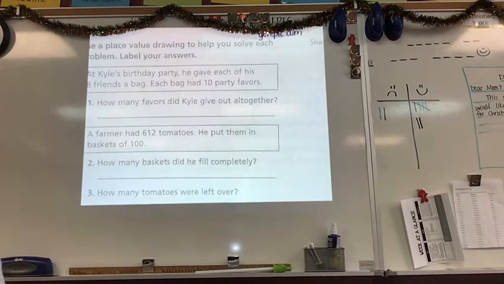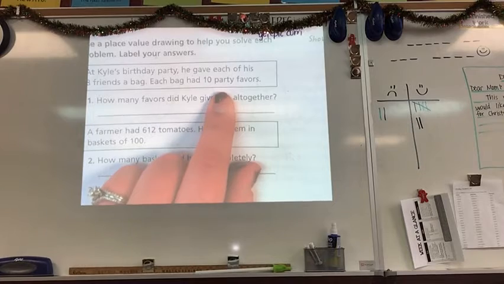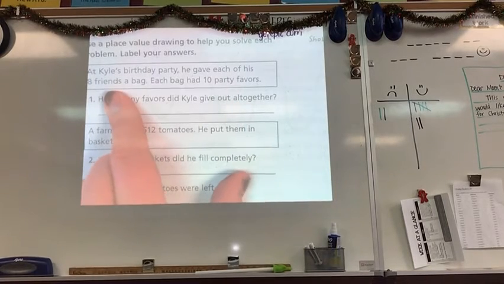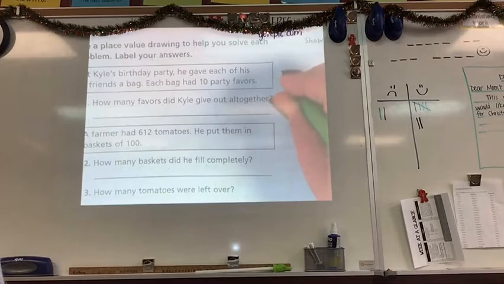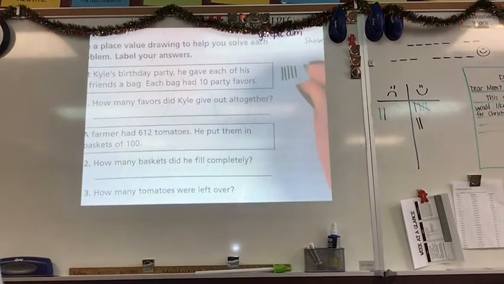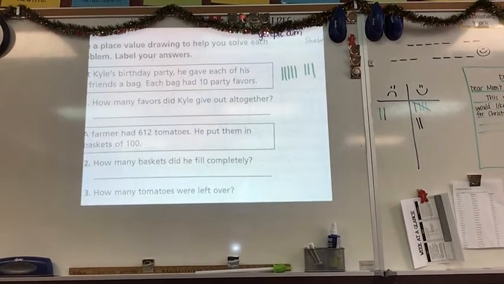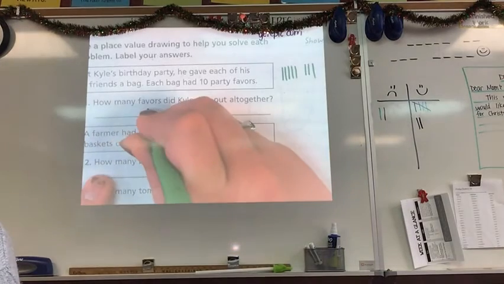A 10. A 10 stick. So each bag is worth a 10 stick. How many bags did he pass out, Keegan? So let's go ahead and represent that. 1, 2, 3, 4, 5, 6, 7, 8. How many favors did Kyle give out altogether? 80 favors.